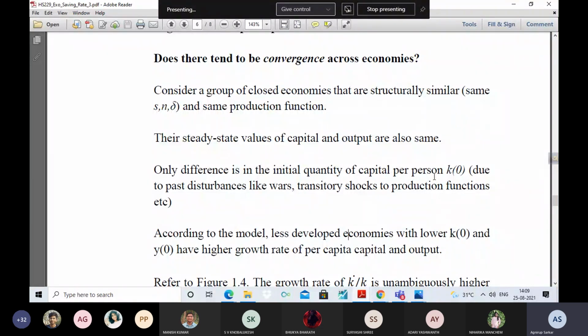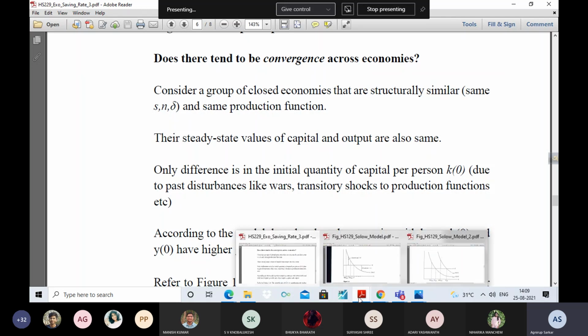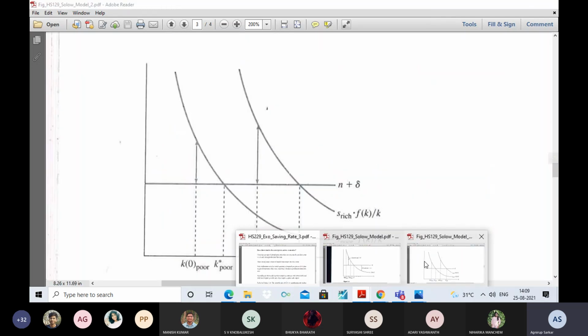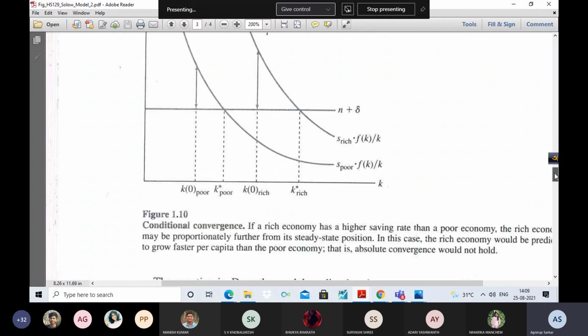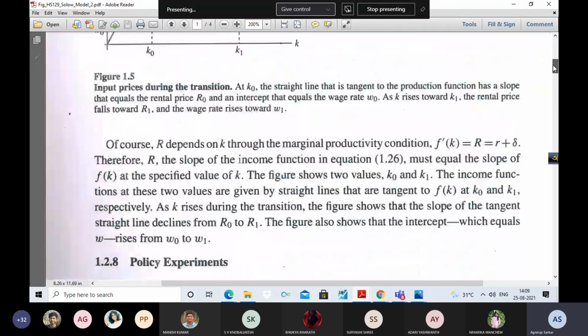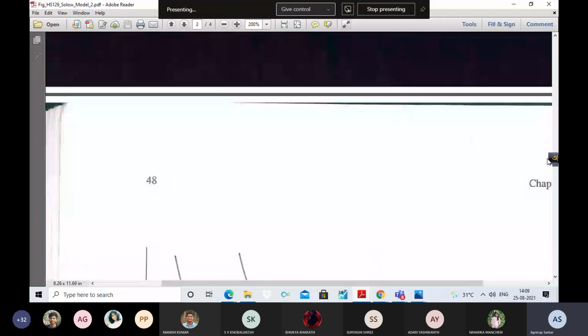You are familiar with figure 1.4 of Barro and Sala-i-Martin, I'm sure. We went through this figure before. This particular figure, not this one, sorry.